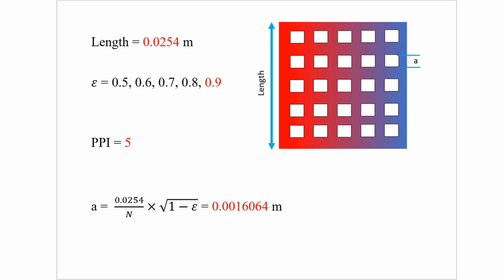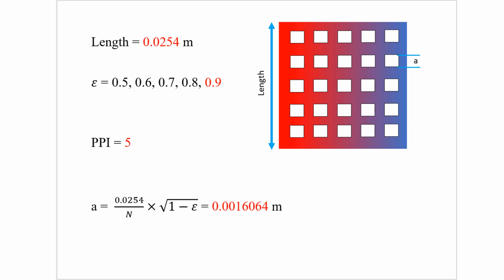Here N is the PPI. PPI means pores per inch. Here we are fixing the pores per inch as 5. This means that there will be 5 squares in the horizontal as well as in the vertical direction, which consists of a total of 25 squares.